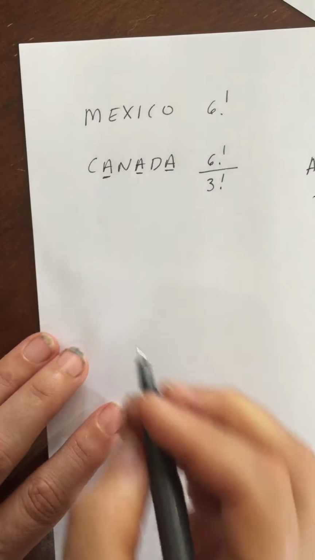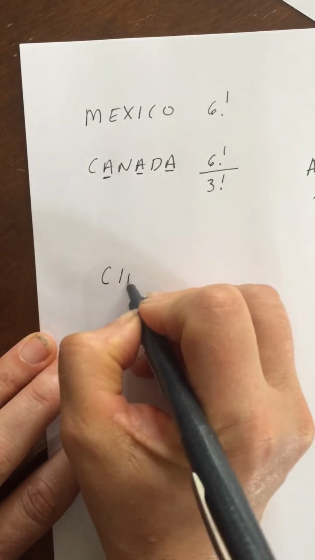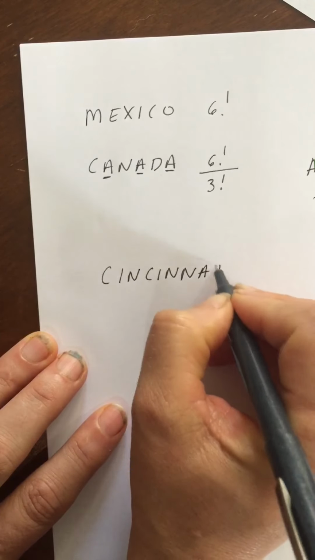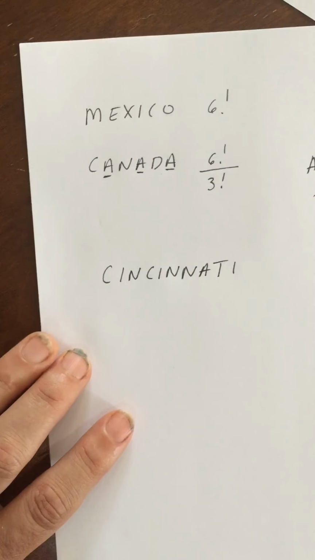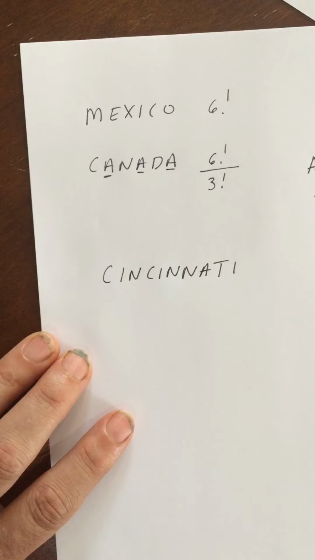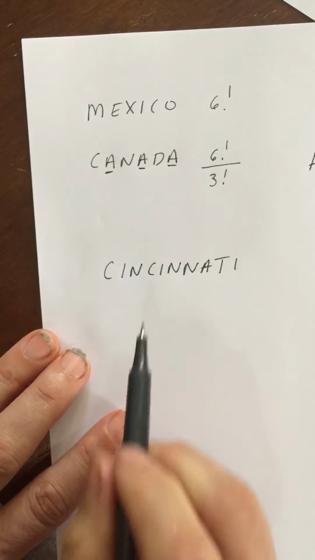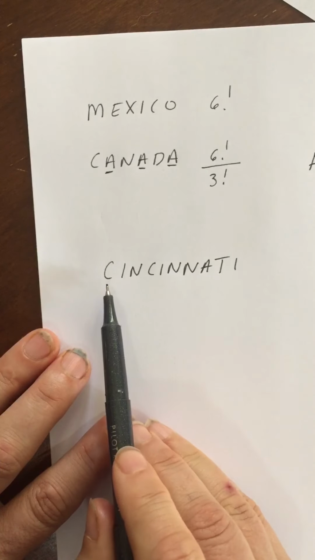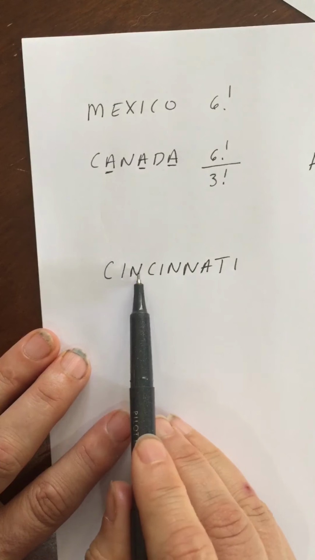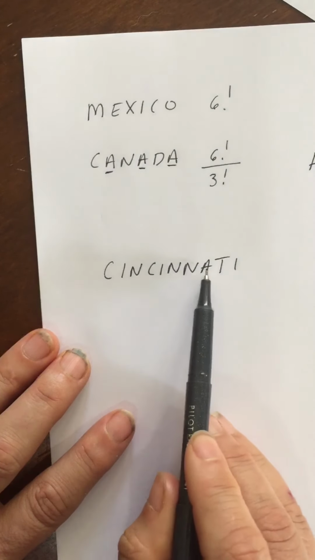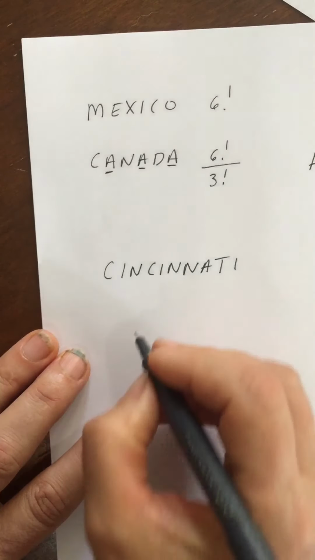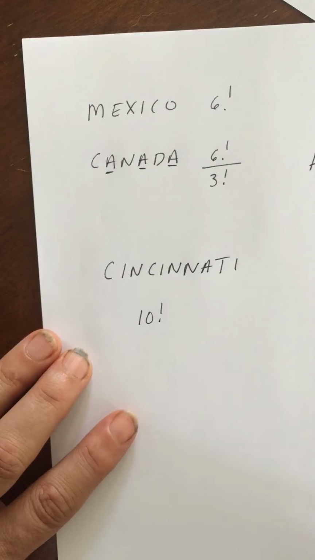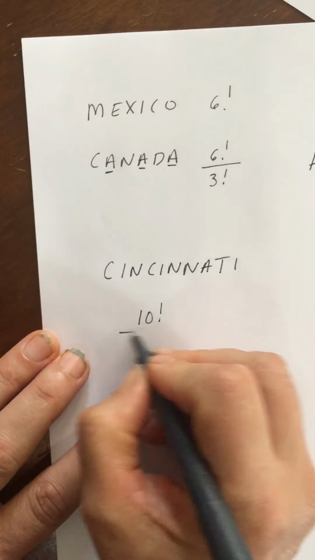Okay, let's do a sort of fun problem. Let's say I want to rearrange the letters in Cincinnati, like a word scramble. First of all, to consider all the ways to rearrange this, I would count all the letters here. So 1, 2, 3, 4, 5, 6, 7, 8, 9, 10. So there's 10 things. If there were 10 unique letters, then there'd be 10 factorial ways to arrange those letters. Of course, they're not all unique.